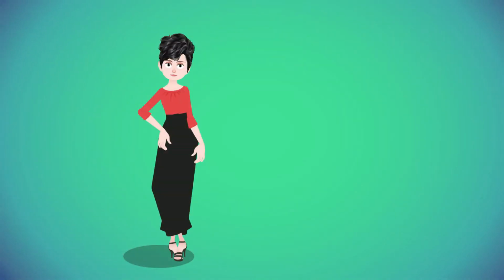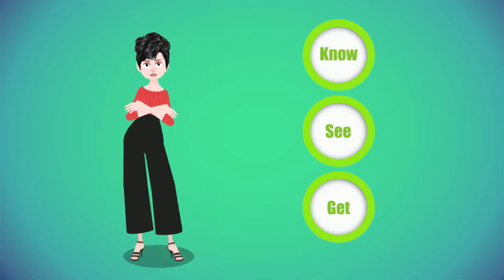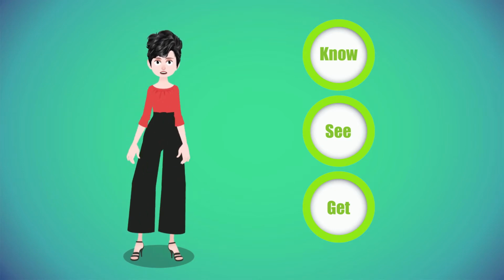Welcome to our show. In this show, I am going to talk about common verbs. In each video, I talk about the three most used verbs. Today's verbs are know, see, and get. I talk briefly about their definitions, examples in sentences, synonyms and related words, and their antonym words. Let's start the lesson.